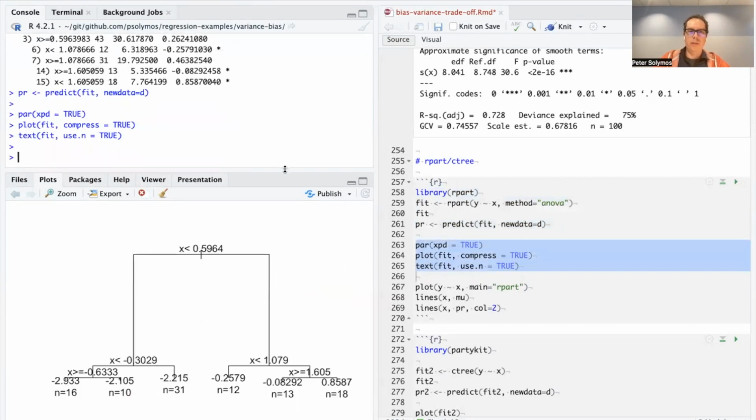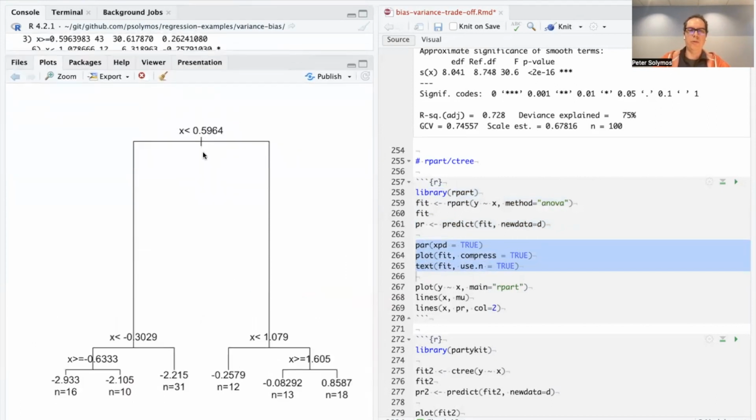This is our tree with the decision rules. As I said, close to 0.6. When it's less than 0.6, you go this side and split it again and again. And this is going to be the mean within those buckets, which has 16, 10, 31 data points. And you repeat the same thing on the right-hand side, which is greater than 0.6. You split it again, you split it again, and so on.